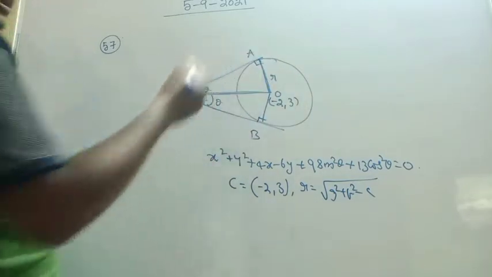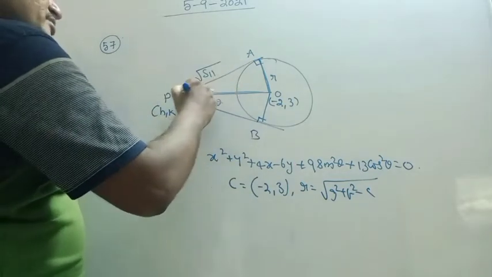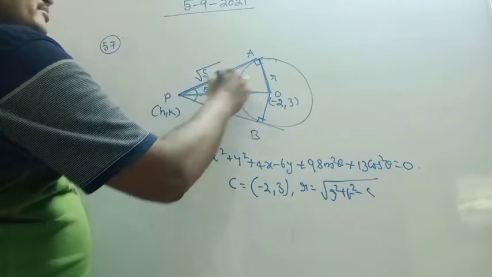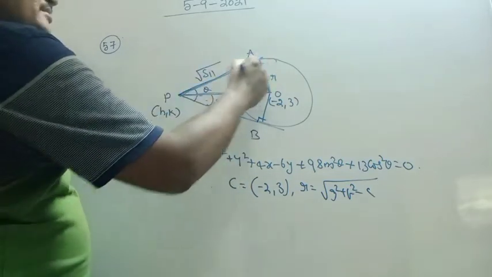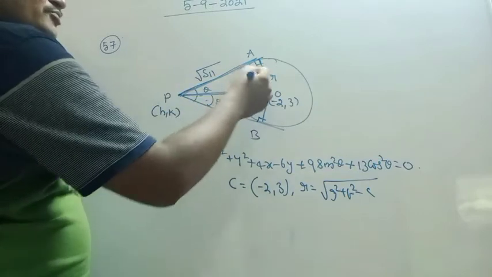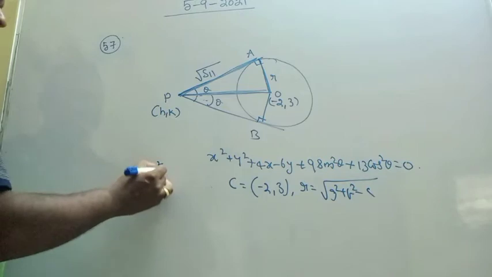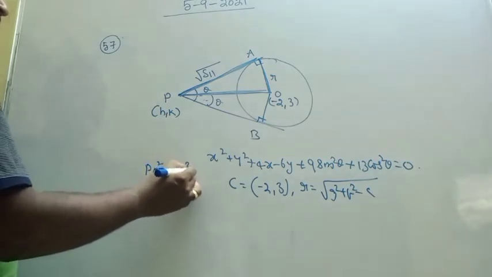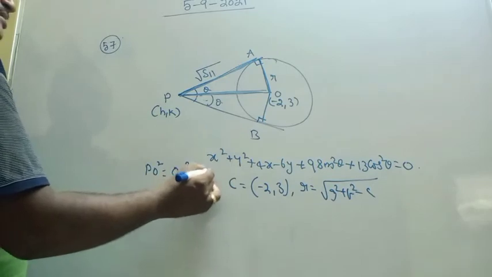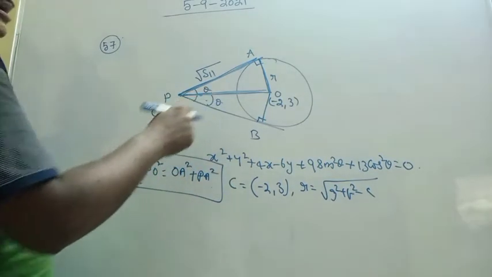PA is nothing but the length of the tangent, that is root over S11. Now you just equate this. You use the Pythagoras theorem here: PO square is equal to OA square plus PA square. If you simplify this, you will get the equation in h comma k.